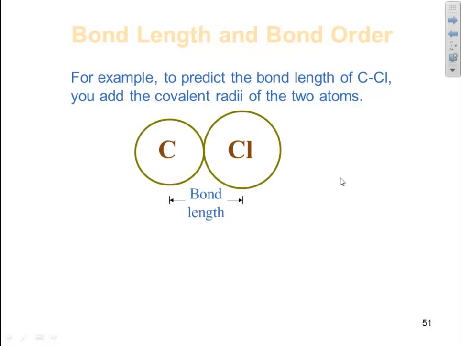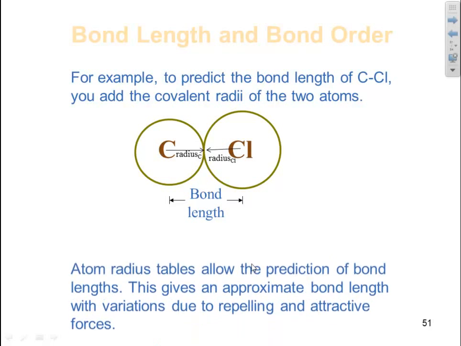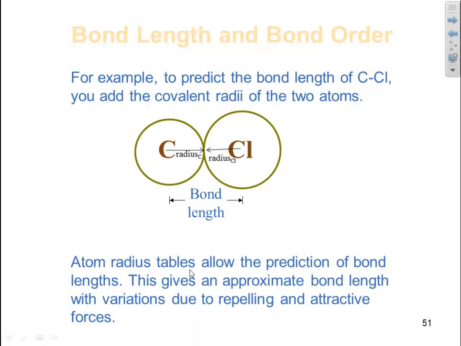So basically, the bond length is the distance from one nucleus to the other nucleus. We would take the radius of carbon plus the radius of chlorine, and that will give us an estimate of the bond length between carbon and chlorine. Atomic radii tables allow the prediction of bond lengths. This gives us an approximate bond length, with variations due to repelling and attractive forces.